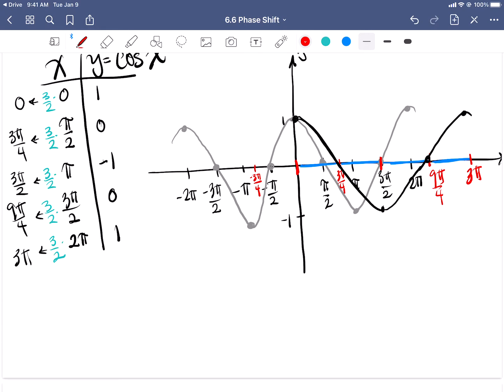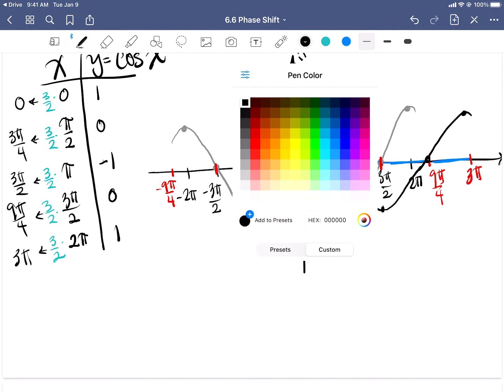All right, so negative 3 pi over 4, negative 3 pi over 2 is going to be used. I'm just highlighting the marks. 9 pi over 4, negative, and then 3 pi, negative 3 pi.